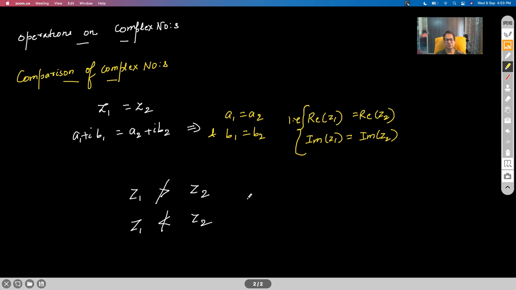Okay, so note down: no inequality between complex numbers.